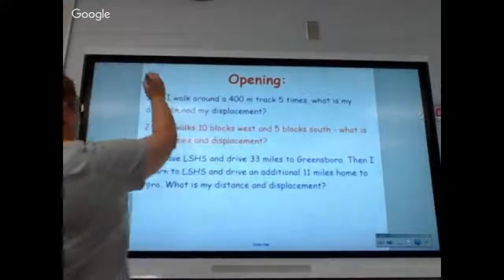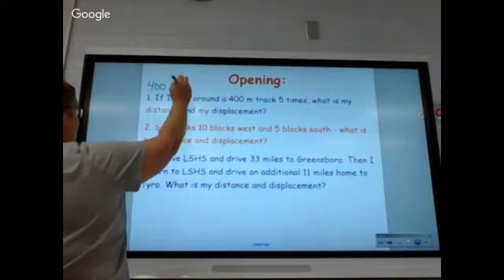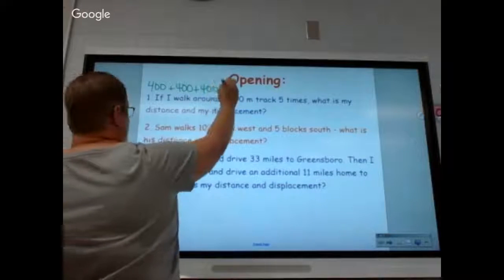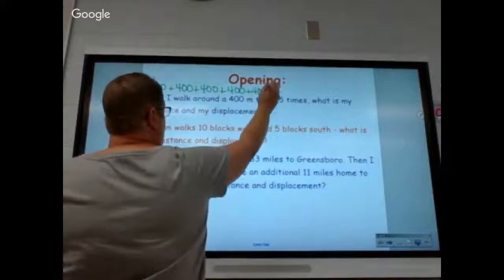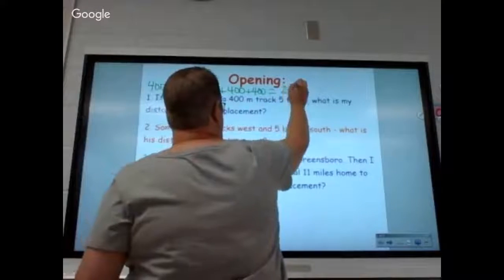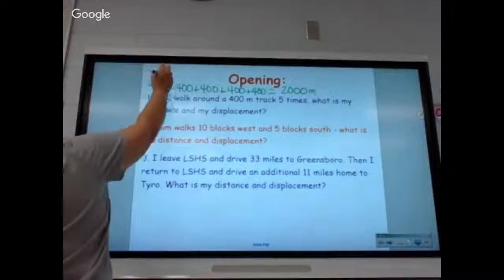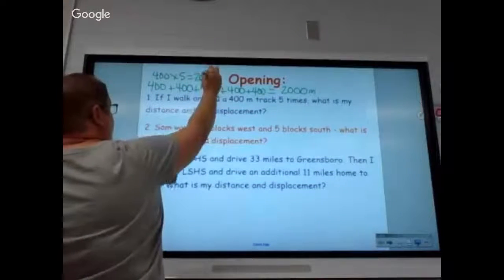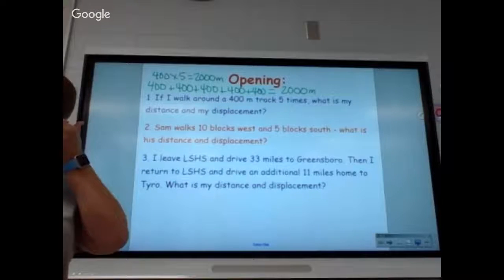So if you do the track 400 meters and you do it 5 times, you would add it how many times? You would add it 5 times, which is fine. You have no problems doing that. That's a great way to do it. Several of you said we can multiply. That's fine too. 400 times 5 is 2,000 meters. Both ways work beautifully, and that is your distance.